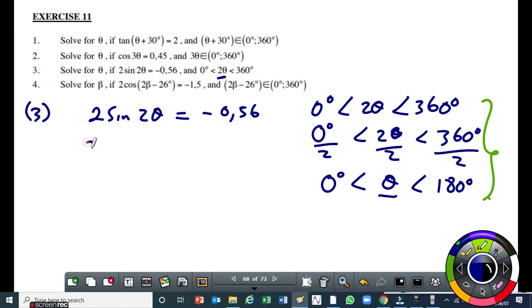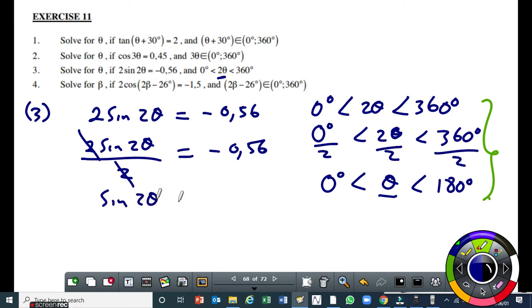First thing, divide both sides by 2. Please, when you divide by 2, if you have got a trig equation like this, the 2 here, the coefficient of theta, is not divided by the coefficient of sine 2 theta. So you only divide everything by 2, and then you get minus 0.56 over 2. This 2 and that 2 will cancel out. The 2 theta remains there. It doesn't disappear. So you end up getting sine 2 theta is equal to minus 0.56 over 2.